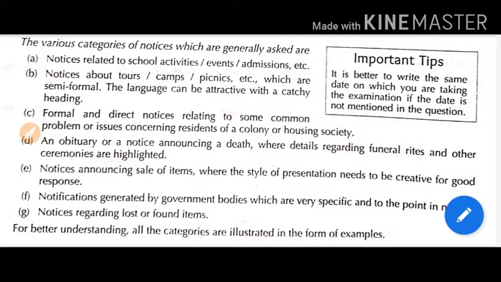So the language can be attractive with a catchy heading. So in case of tours, camps or picnics, you have to have a semi-formal tone in writing. Formal and direct notices relating to some common problem or issues concerning residents of a colony or a housing society. If there is some serious problem, then we have to have a formal tone in our writing.